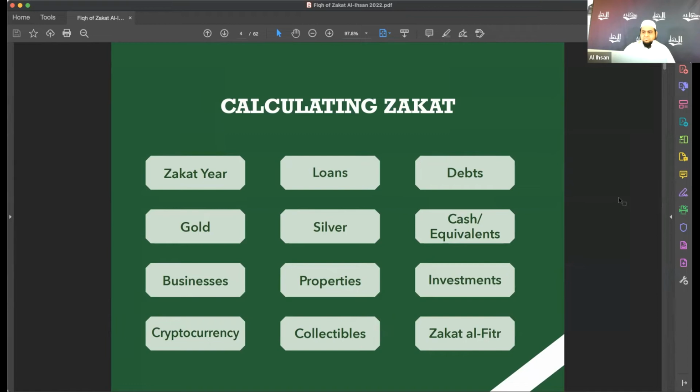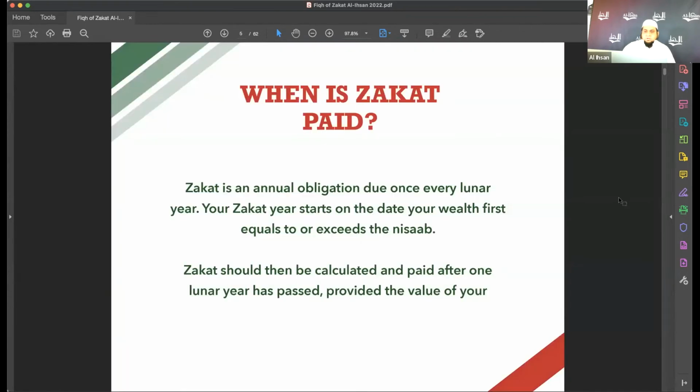Zakat is something that is paid once a year. It becomes due 1 year after a person first has nisab. Now, nisab, as you're going to see up ahead, is based off of silver and gold. In silver, it's about 612 grams. In gold, it's about 84 grams, and we'll look at that ahead.